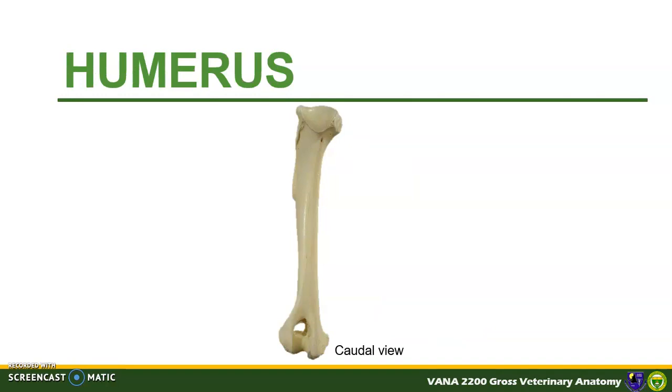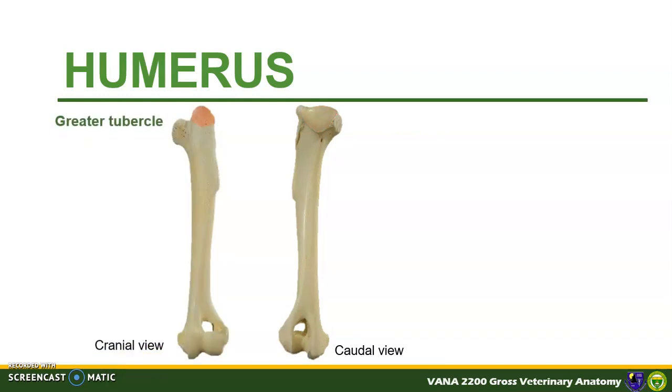Now let's move to the bones of the arm. This is the humerus. It is the largest bone of the thoracic limb. It articulates proximally with the scapula, forming the shoulder joint, and with the radius and ulna distally forming the elbow joint. The head of the humerus is a round process at the medial side of the bone, articulating with the glenoid cavity of the scapula.